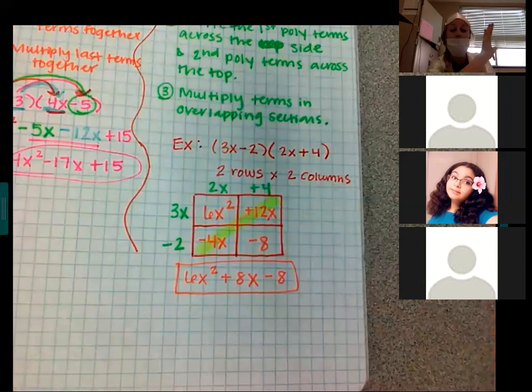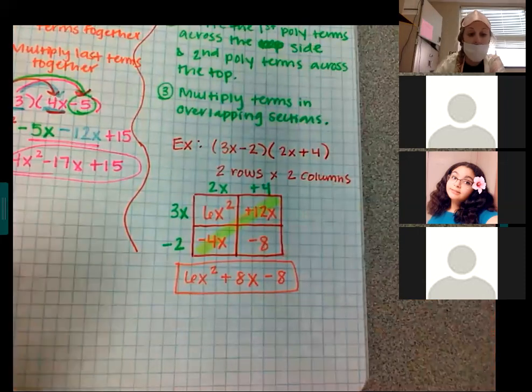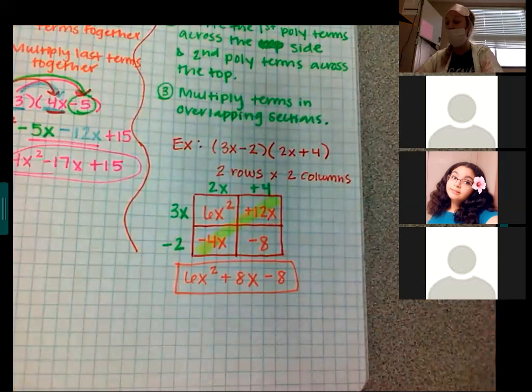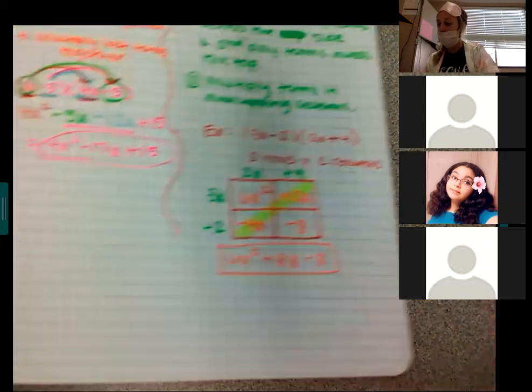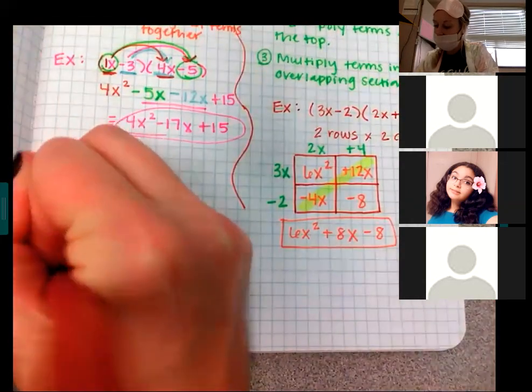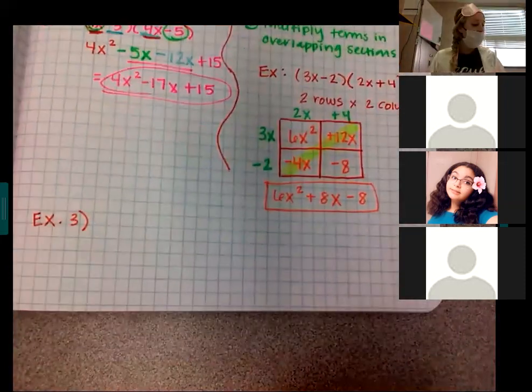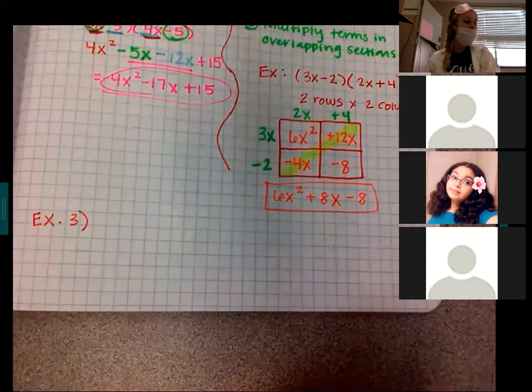If you like foil, you do foil. If you like box, you do box. I can do it either way when I'm helping you, so it doesn't matter to me. You pick which way works for you. Can I give y'all one to try and you can pick which way you do it? I'll walk around and help people online. You just got to unmute. All right, so here's an example for this. This is going to be example 3. I want everybody to try.